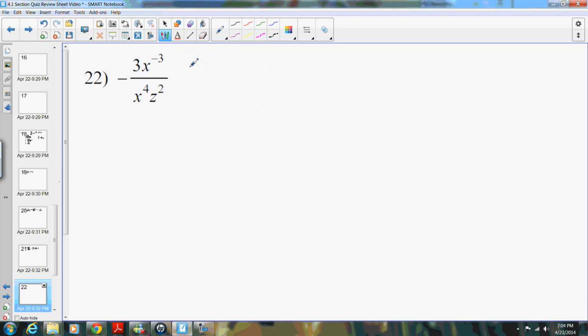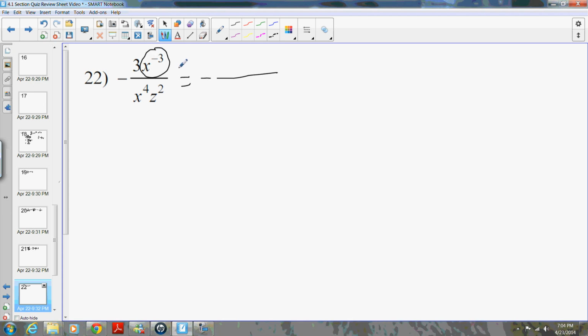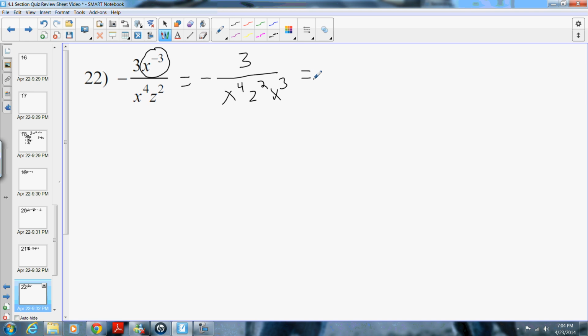22. Okay, so here we're dealing with our negative exponent, this entire term. Note, not the 3. The 3 doesn't come along for the ride. 3 is not being raised to the negative 3 power, only x is. So the 3 stays in the numerator. We have x to the fourth, z squared, and then x to the third. That's this x to the third from up here, and then I made the exponent positive.